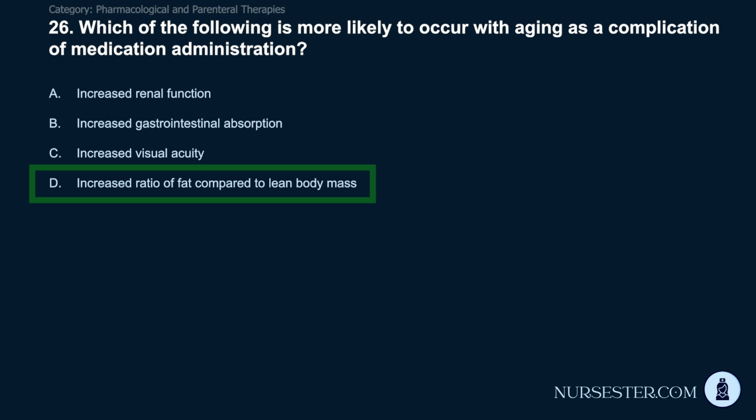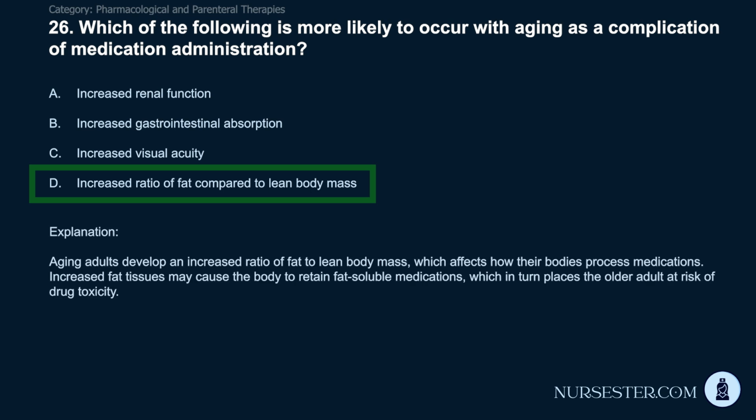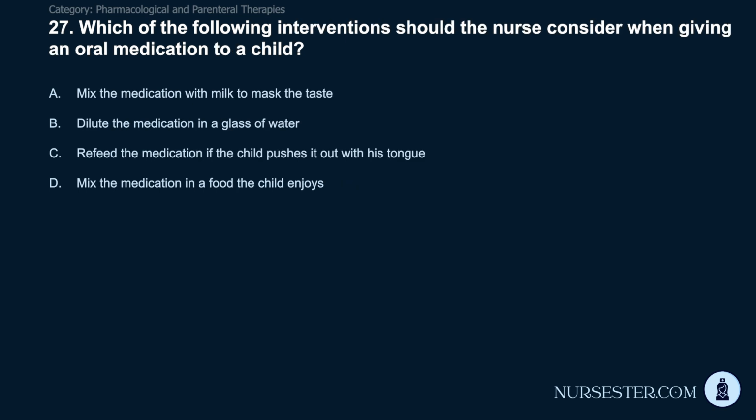Correct answer, D. Increased ratio of fat compared to lean body mass. Aging adults develop an increased ratio of fat to lean body mass, which affects how their bodies process medications. Increased fat tissues may cause the body to retain fat-soluble medications, which in turn places the older adult at risk of drug toxicity.